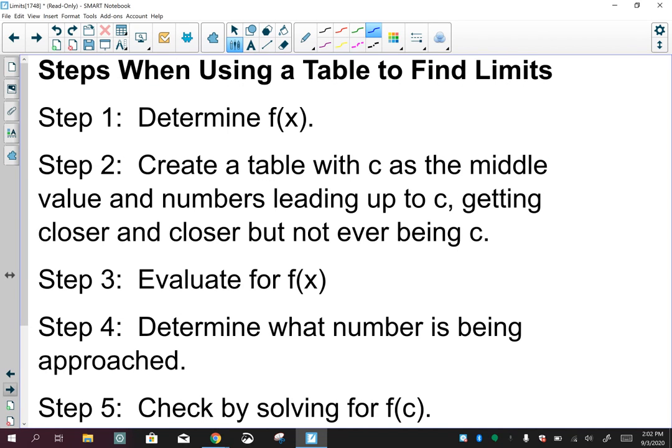And then once you do that, you're going to take a look at it, evaluate each one of those values and get an answer. Then you're going to determine what number you are approaching. Are you approaching the same number from the left side and the right side? If you are, then you just take that c value, plug it into the equation and get an answer. Or you can look at the graph, or the table, and draw your deduction from that. So let's look at an example so it can bring some of this to life.